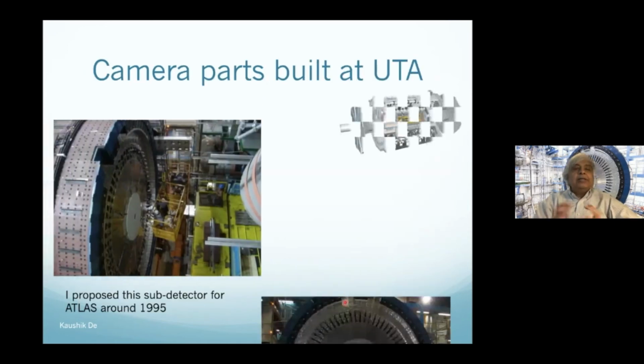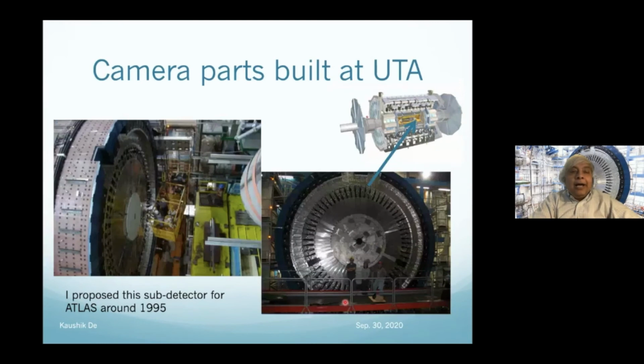So, this detector, parts of it were built right here at UTA. What you see here is the Atlas detector. And a small piece of it, not so small if you look at it in terms of the photographs here, but a small piece of it sitting right over there where the arrow points is called the intermediate calorimeter. This is a sub-detector which I proposed back in 1995 when we were designing Atlas.